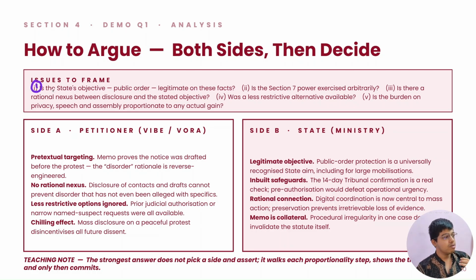Number one issue can be framed is the state's objective. The public order is a legitimate objective or not. If you are framing from the perspective of the state, this becomes very important. तुम बताओगे कि state का objective तो legitimate है, तो why cannot state put restrictions? Second is section 7 power exercised arbitrarily?